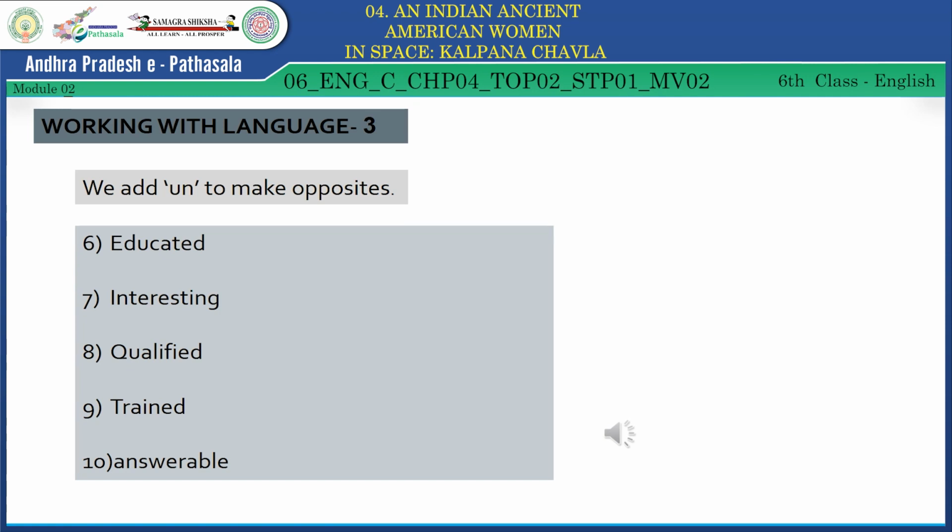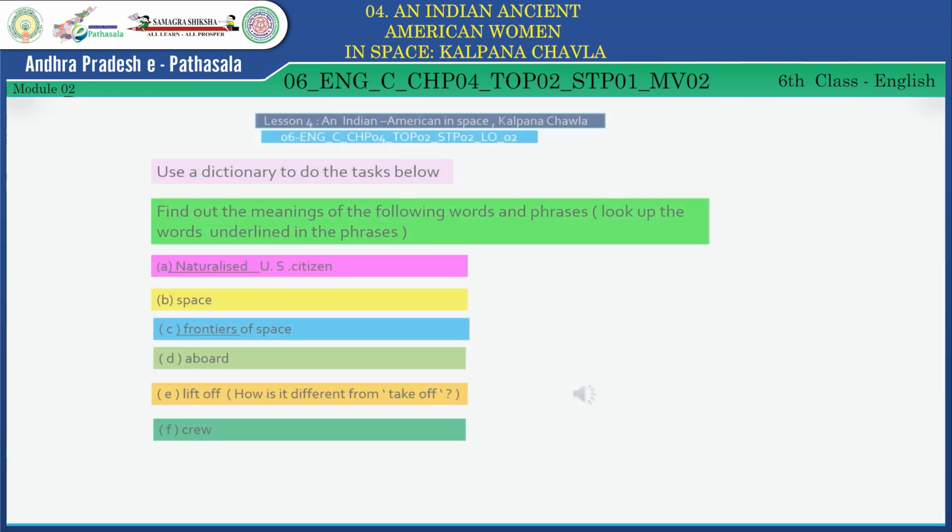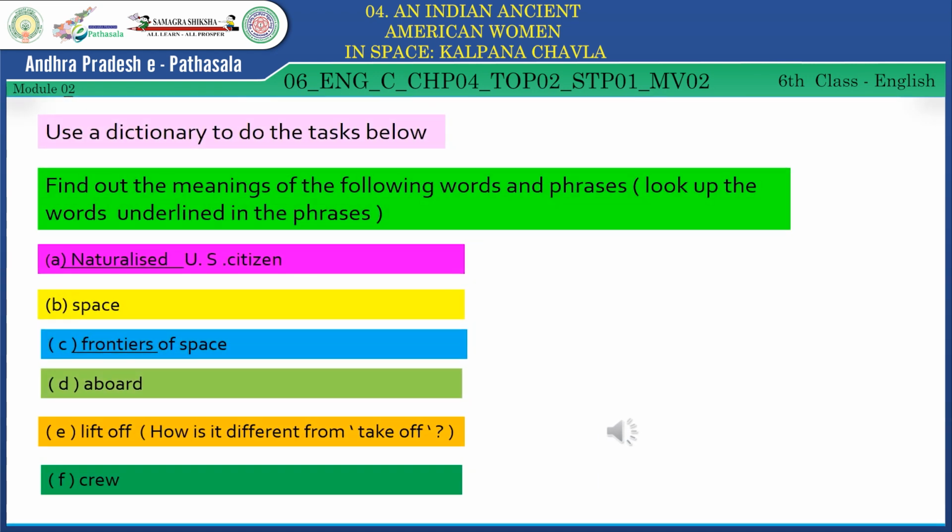Let's do some tasks by using dictionary. Use a dictionary to do the task below. Find out the meanings of the following words and phrases. Look up the words underlined in the phrases. A. Naturalized US citizen. In this phrase, naturalized is underlined. You have to find out the meaning of naturalized using dictionary.